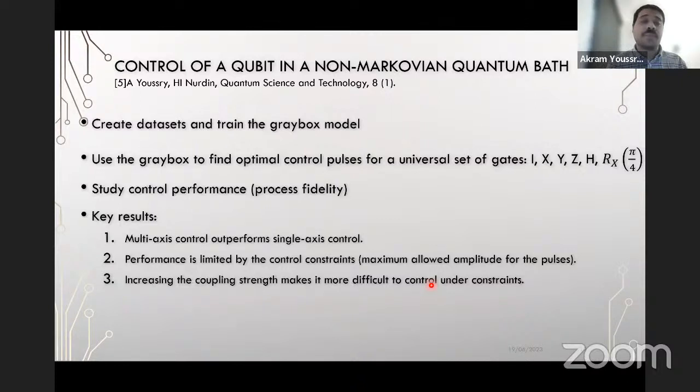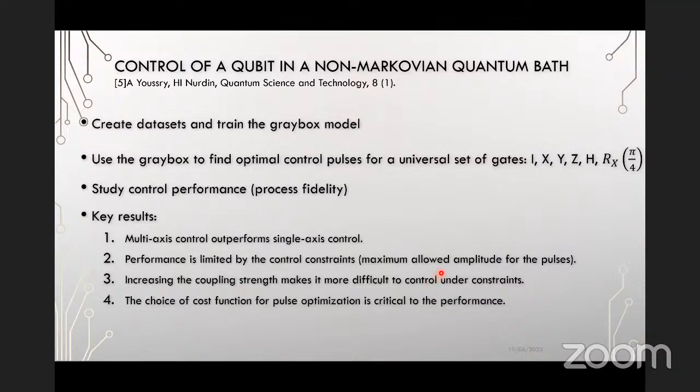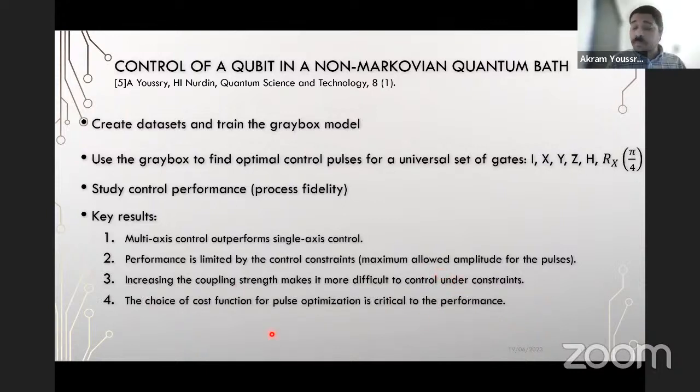So it's more difficult to control. The remarkable thing is the cost function. We tried different cost functions, and this changes the performance a lot.